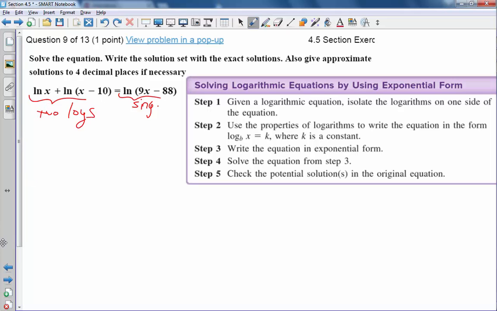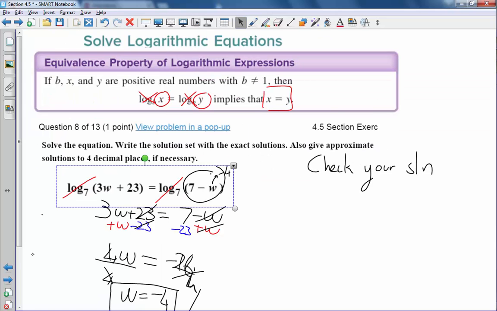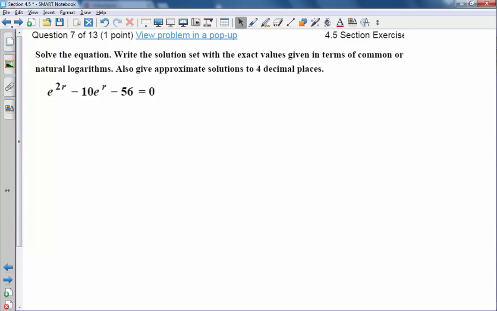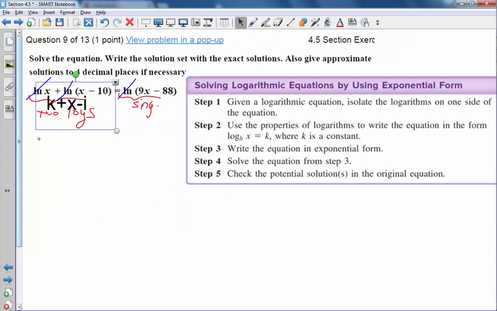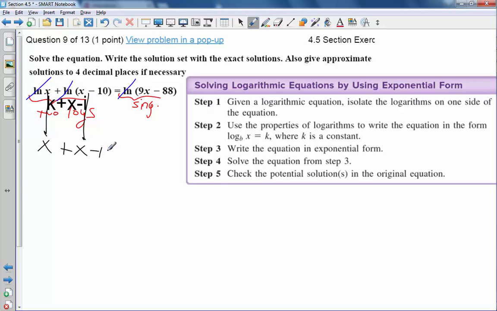Bad. 2 logs. I know some smart people do this. They love crossing out things. They drop all ln's, and you have only x, and then x minus 10, 9x minus 88. They drop ln's and set these equal to each other. Completely irrelevant.